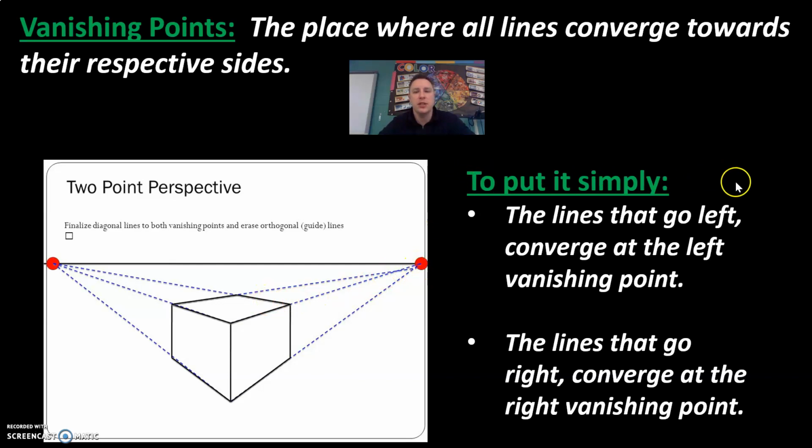So to put it simply, as listed over here to my right, the lines that go left converge to the left vanishing point, and the lines that go right converge to the right vanishing point. So as you continue to build your project, please remember that as long as you are drawing your line towards the right-hand side of the paper, it must angle to the right vanishing point, and if you are drawing any line towards the left, it must go to the left vanishing point. So again, vanishing point is the place where all lines converge towards their respective sides.